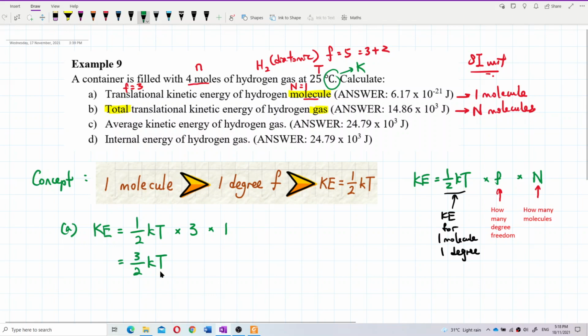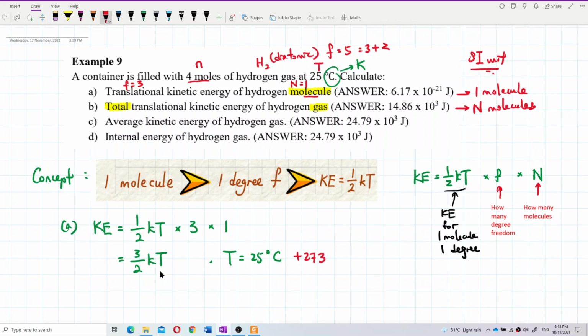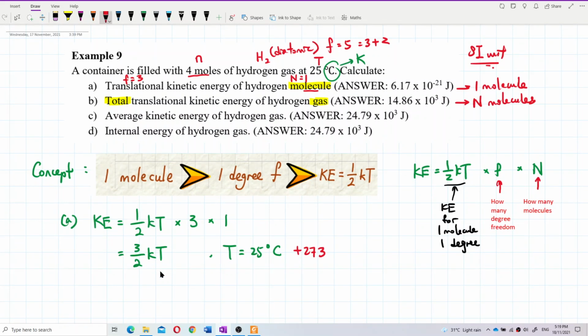So what's my temperature? My temperature is 25 degrees Celsius. I need to change to Kelvin, so I must plus 273. I cannot maintain degrees Celsius. It must be in Kelvin, SI unit. So this temperature is 273 plus 25, which is 298.